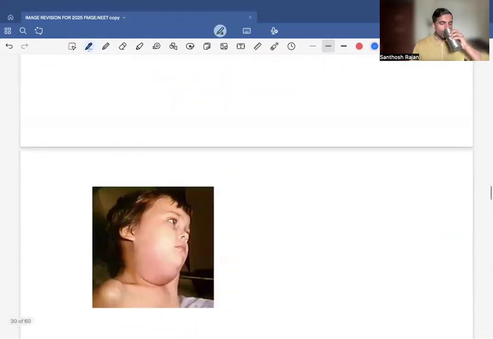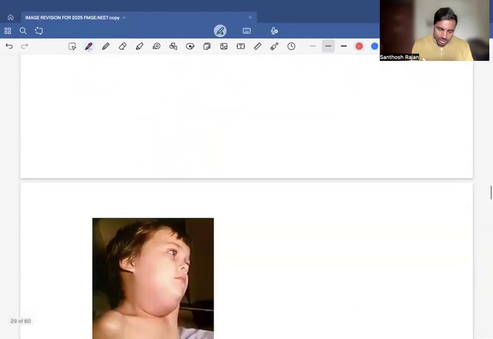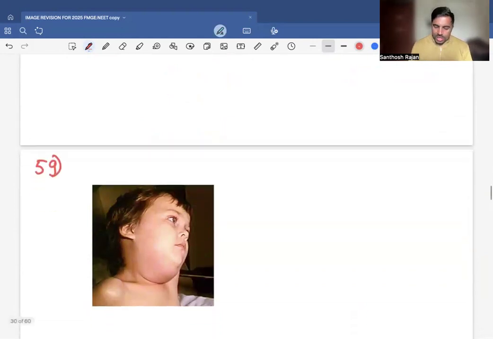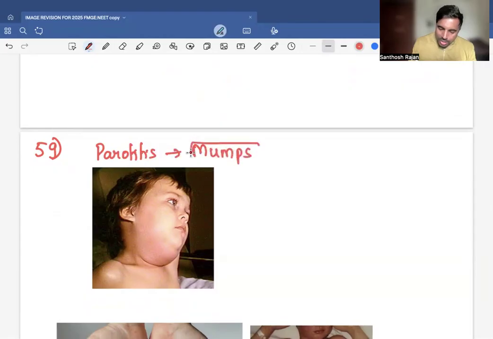Next. Look at this. 59. Look at this child. What is the child having? A parotid swelling. Parotid swelling, parotitis, pancreatitis, all this type of swelling. Anything big, anything bumpy, that is mumps. Parotitis, orchitis, pancreatitis, orchitis. So this big swelling is Jerry. Jerry's cheek is big. Jerryl Lynn strain for vaccine.